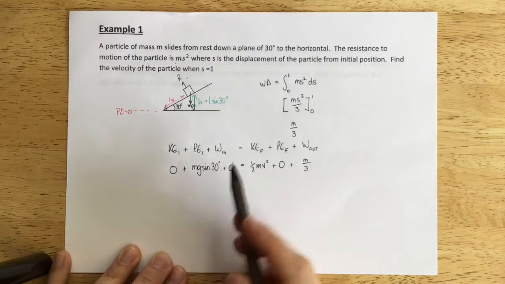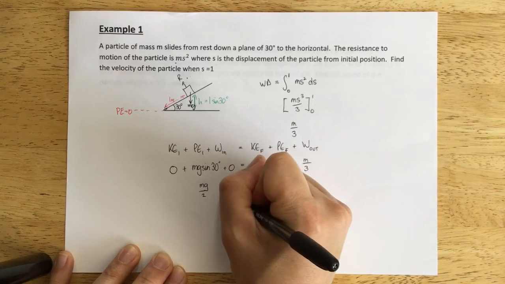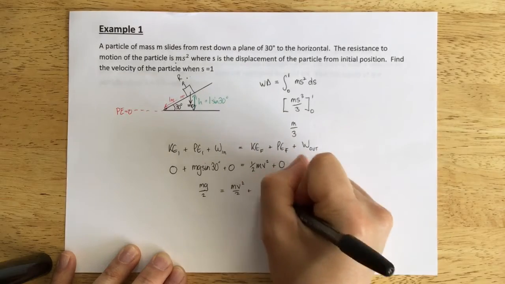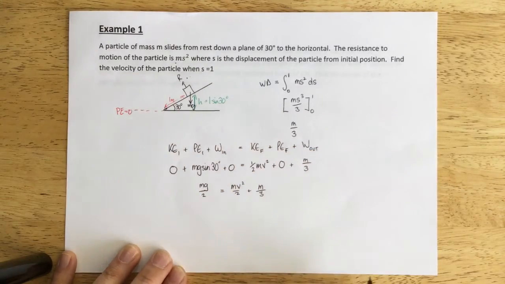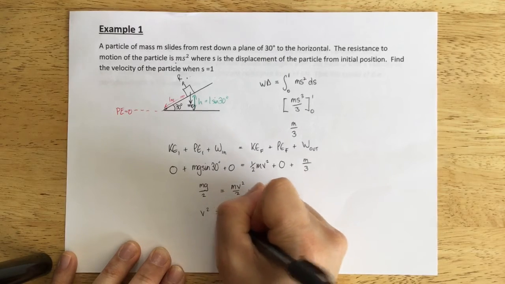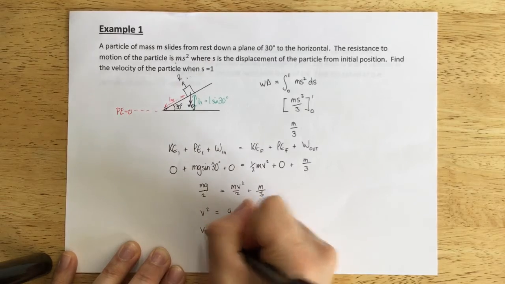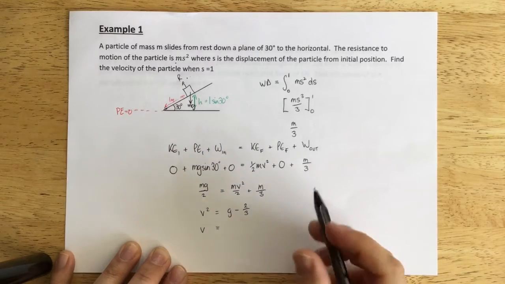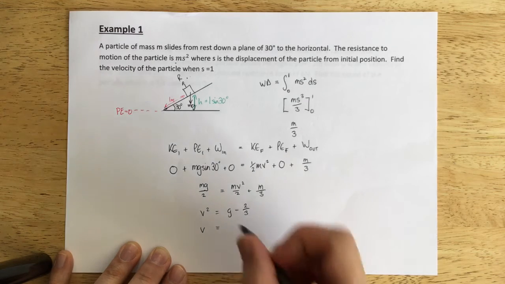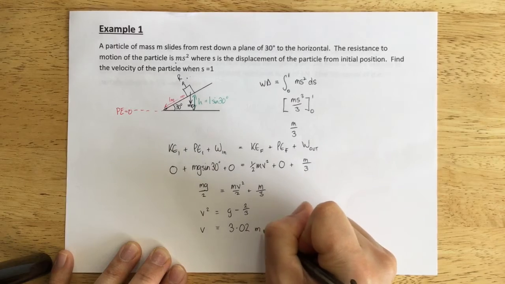Now, if we put this in, sine 30 is a half, so mg/2 is equal to mv squared over 2 plus m/3. When we rearrange it, we get v squared is equal to g minus 2/3. And so the final velocity there, we put it into the calculator. Remember, g is 9.8, not 9.81. We get 3.02 meters per second.